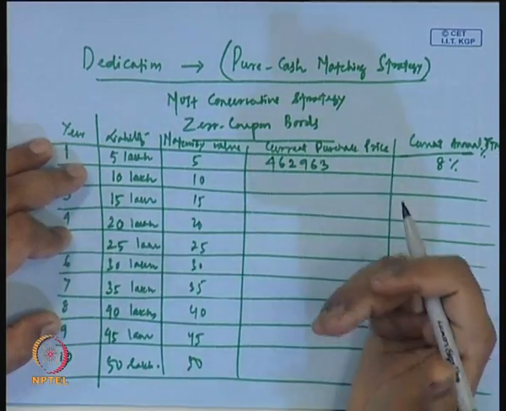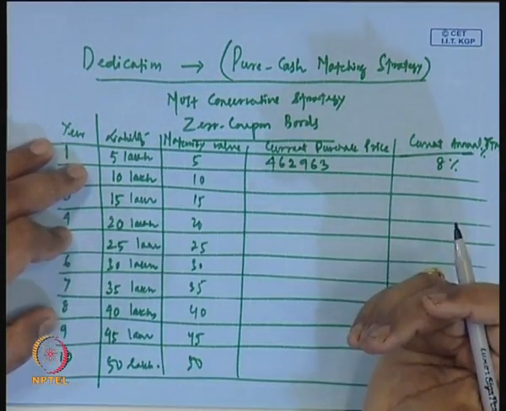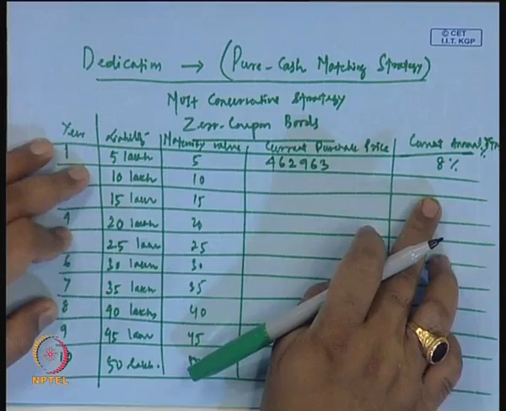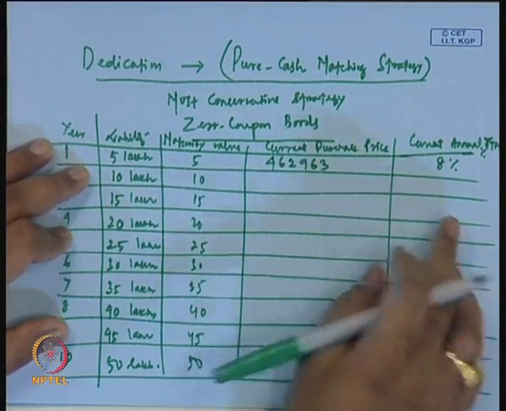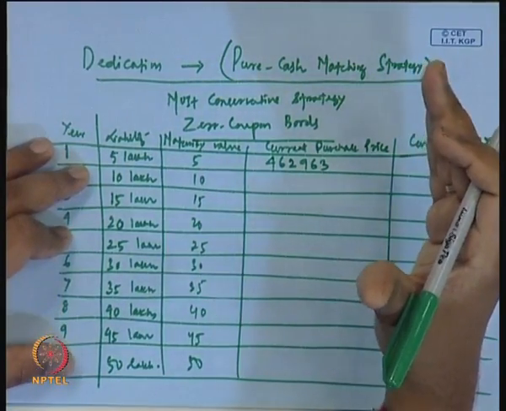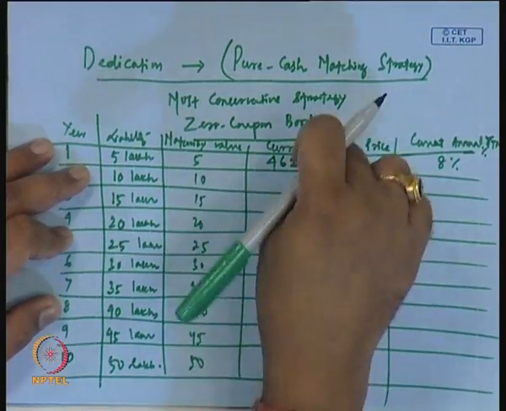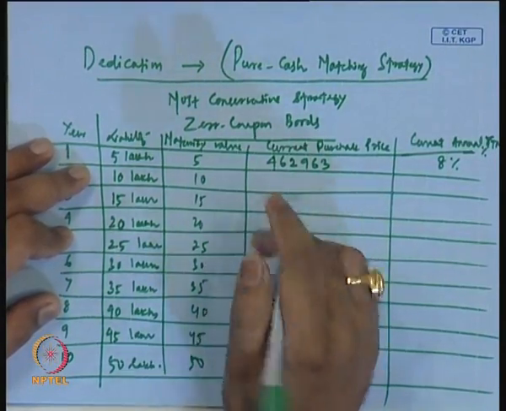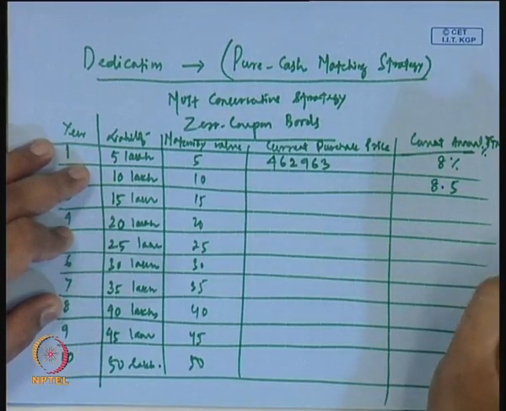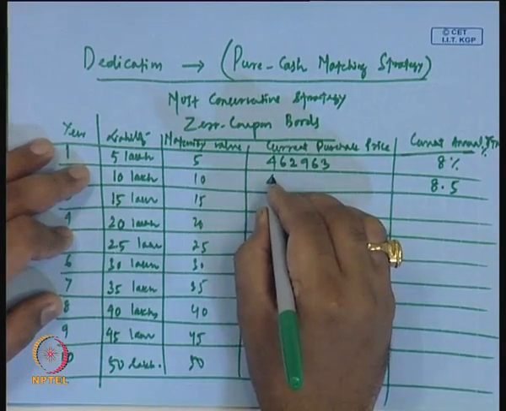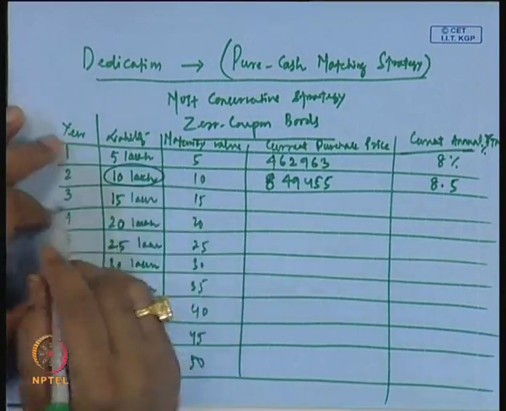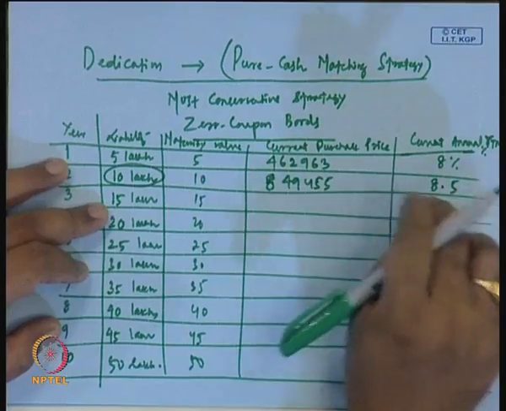In this way, the individual can finance the liability stream by investing in zero coupon bonds. The required current investment is based on the current yield to maturity, at which he invests certain money in the market for a certain period. Let your current yield to maturity for the second period be 8.5%. So he should invest 8,49,455 rupees in the beginning to get this 10 lakh rupees after 2 years.